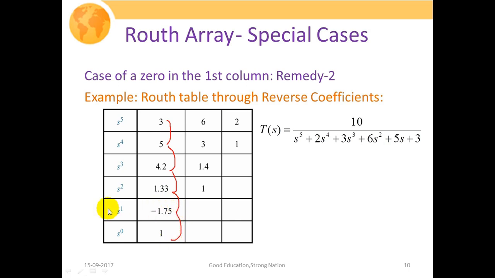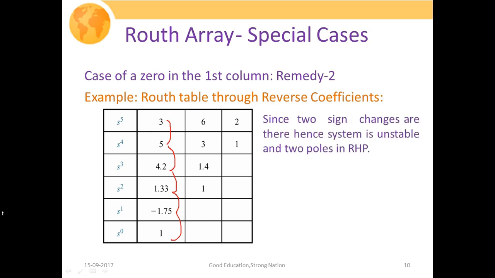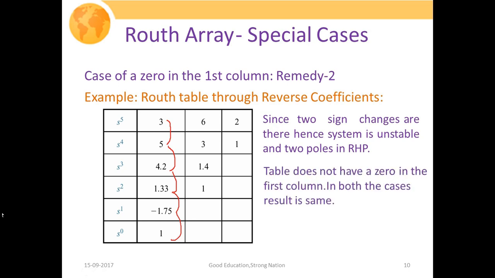Since there exist two sign changes in the first column of the Routh array, it shows that there are two poles in the right half of the s plane. So, since there are two sign changes, the system is unstable and the two poles lie in the right half of the s plane. This table does not have a 0 in the first column. In both cases the result is the same. So the point is, if a 0 exists in the first column of the Routh array, then we can solve it by two methods. Number one is the epsilon method and the second one is the reverse coefficient method.